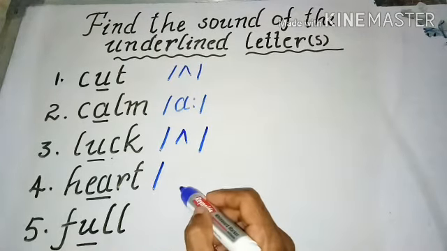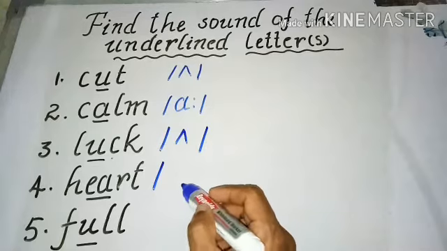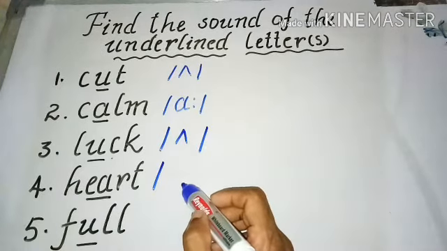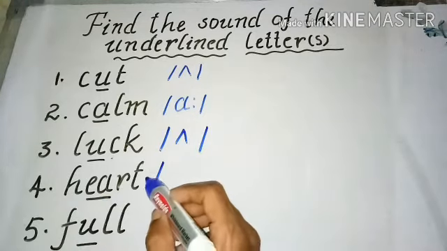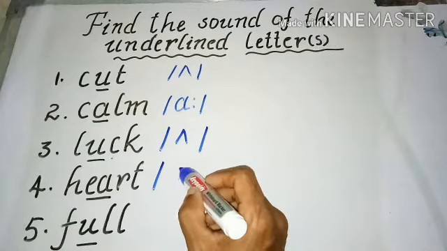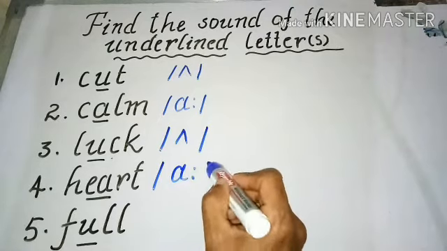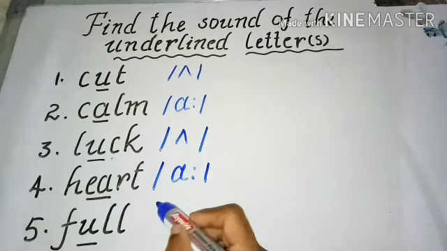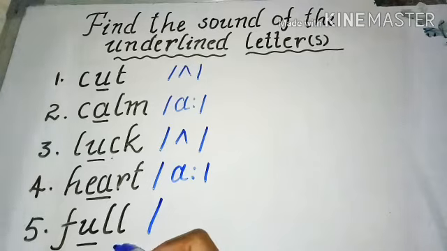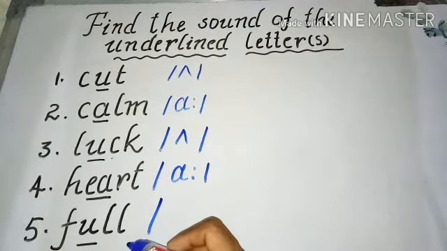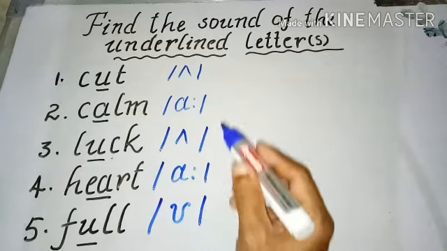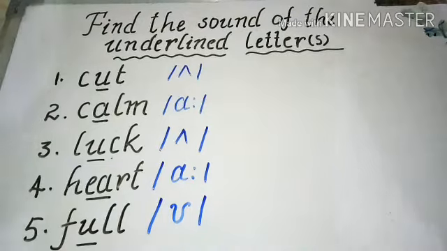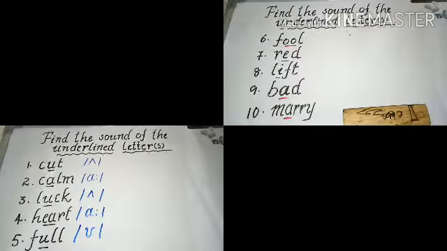Next one is H-A-R-T, heart. There are only three sounds: H, A, and T. Heart. So this is long A. That is A. Next one is F-U-L-L, full. F, U, and L, full. That is U sound. So these are all the sounds in these given words.